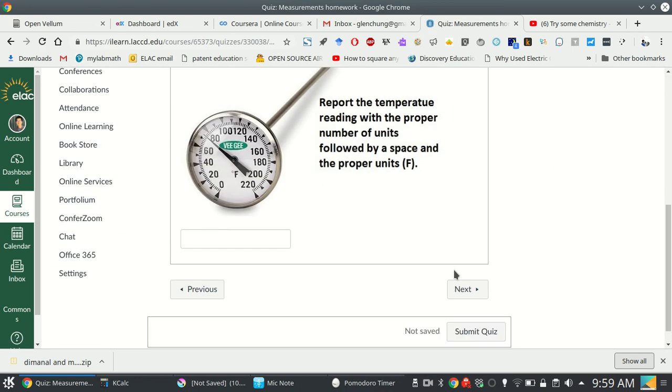Now, let's take a look at this analog dial here. We've got a 60 here, we've got a 70 there, and we've got an 80 there. Let's count the spaces between the 70 and the 80. We've got 1, 2, 3, 4, 5. All right, so between 70 and 80 there are 5 spaces.